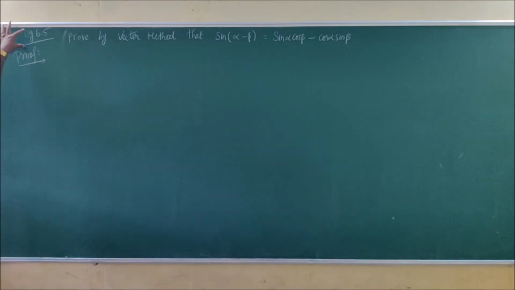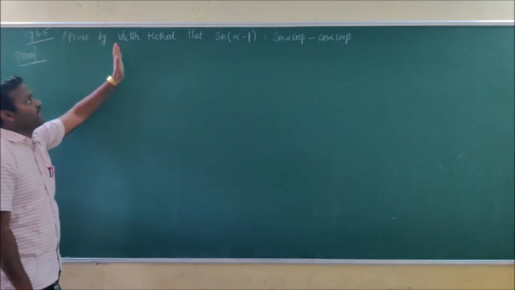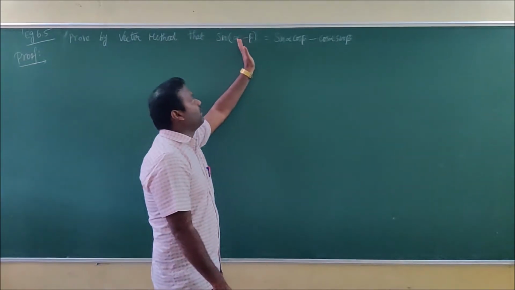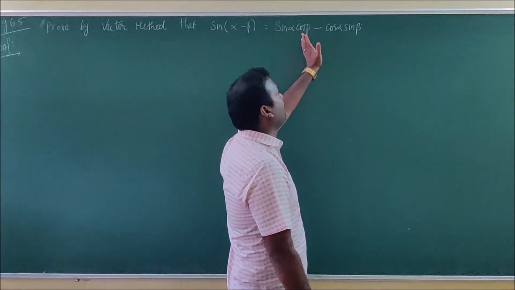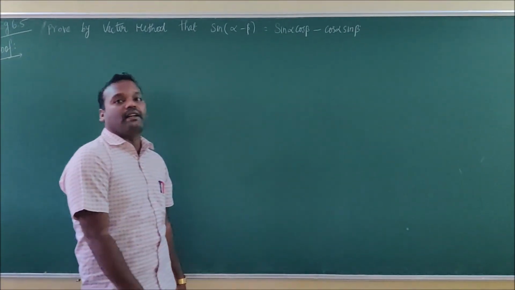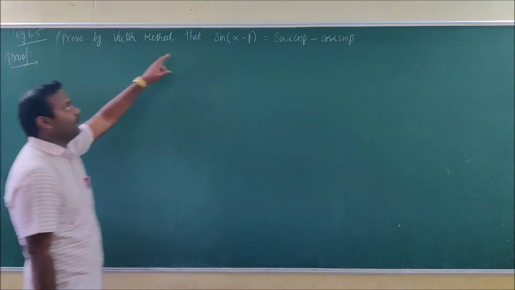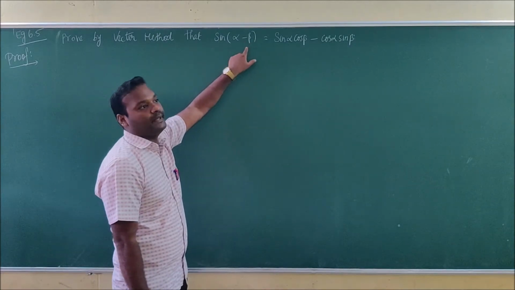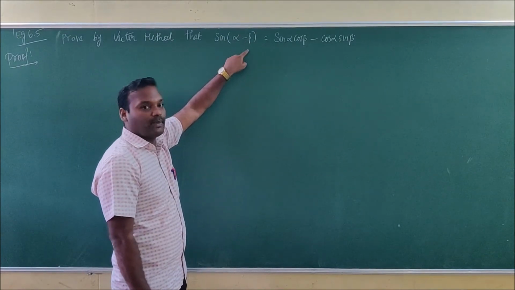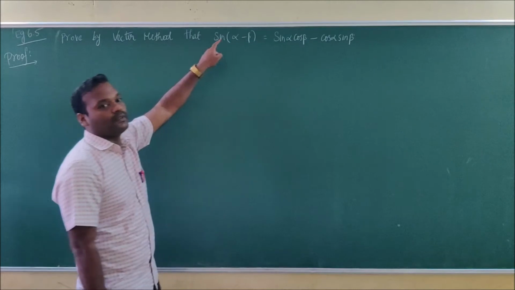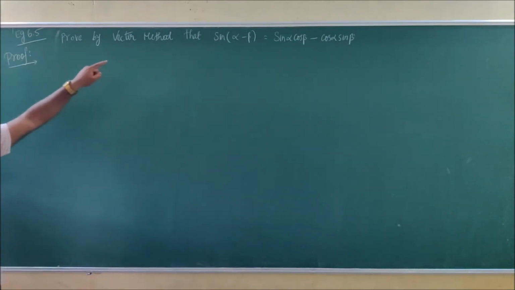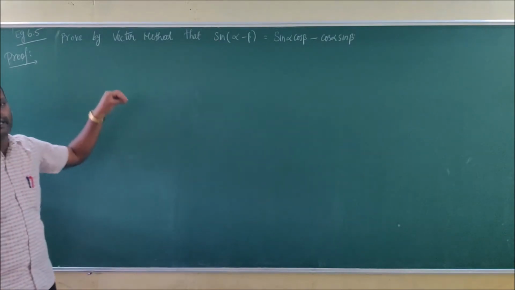So next we are going to see another important problem. Example 6.5. Prove by vector method that sin(alpha minus beta) equals sin alpha cos beta minus cos alpha sin beta. So this is the problem we are going to discuss. Previously we have discussed the problem cos of alpha plus beta. Here we are going to solve alpha minus beta. So it will differ in certain aspects.